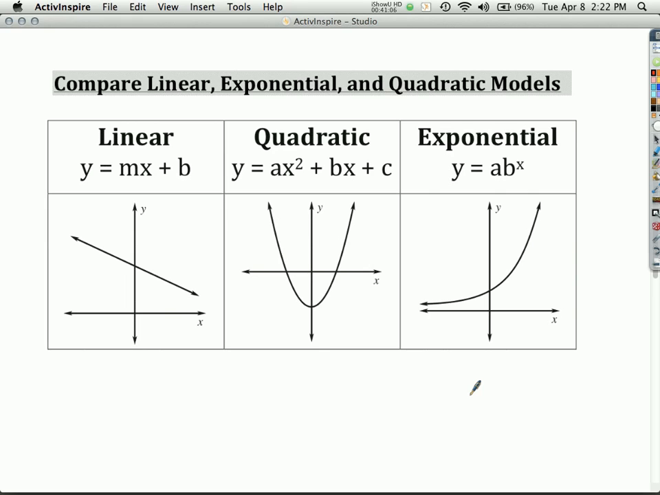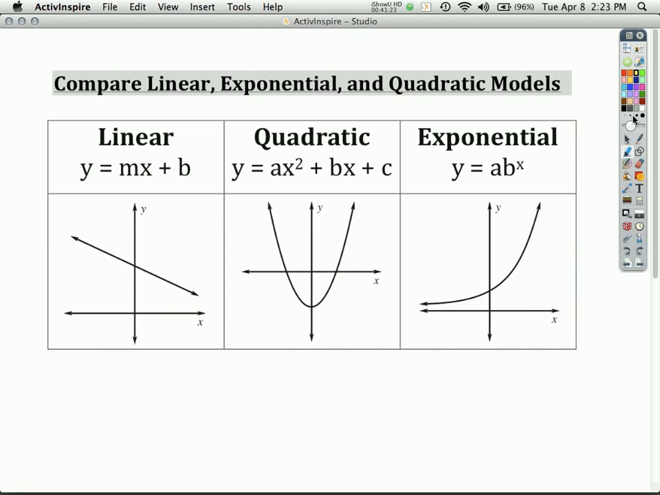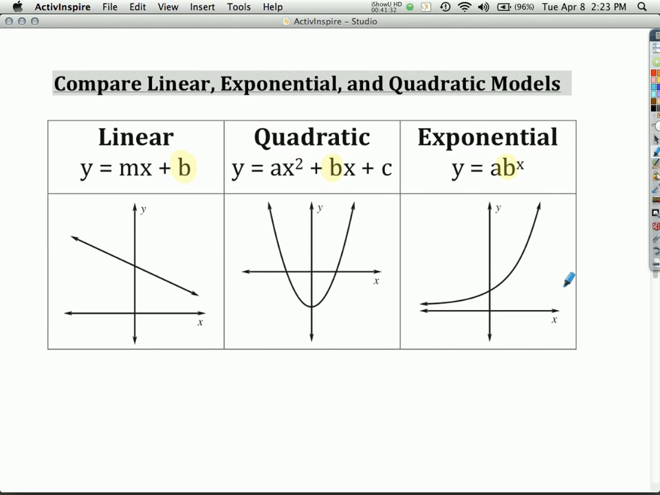And today we're going to explore what these look like when you have a table of points, and how to tell whether a table of points will form a linear equation, a quadratic, or an exponential. Before we start that process, I want to point out some little strange details. There is a letter B used here, here, and here. This is kind of an uncomfortable thing. They all mean something different.